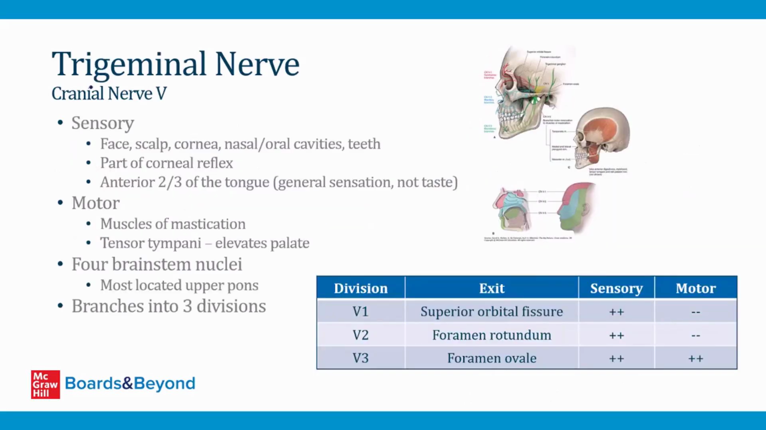Okay, moving on. Our next cranial nerve is cranial nerve number 5, also known as the trigeminal nerve. And the trigeminal nerve has both sensory and motor functions. Let's talk about the sensory functions first.